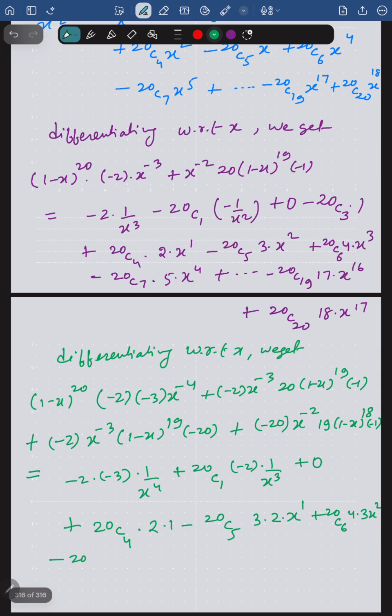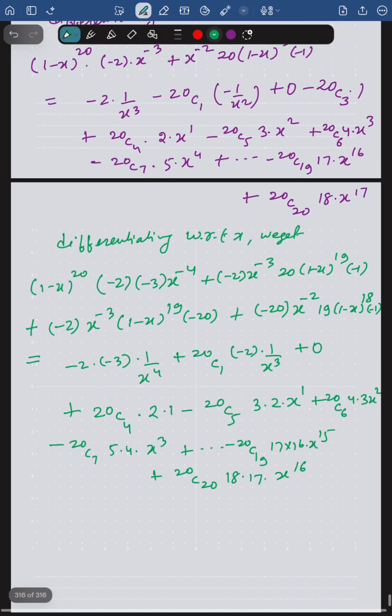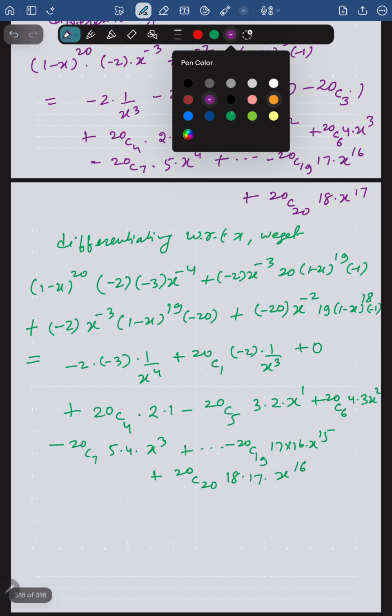2 minus 20c7 5 into 4 into x power 3 plus dash dash dash minus 20c19 17 into 16 into x power 15 and plus 20c20 into 18 into 17 into x power 16. So this way we have differentiated twice with respect to x. Now we will just put in place of x we will put 1. Okay, so our purpose will be solved. So let us see.